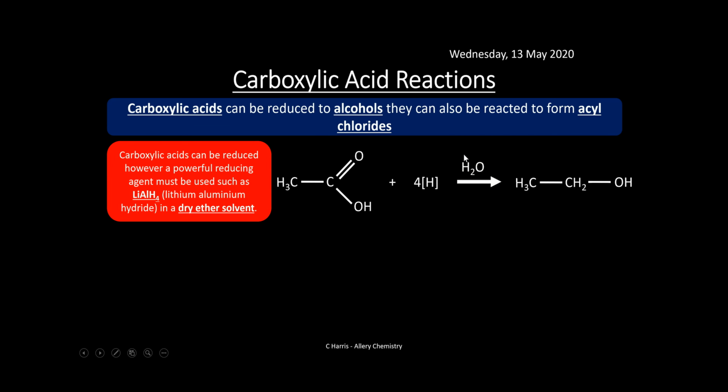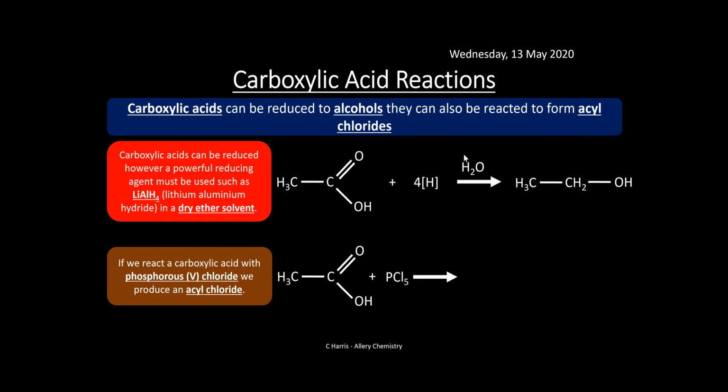Water as a reagent as well. So if we react a carboxylic acid with phosphorus pentachloride, so PCl5, then we can produce an acyl chloride. You can see here that we've got our carboxylic acid, reacting with the PCl5. So this is an acid chloride.